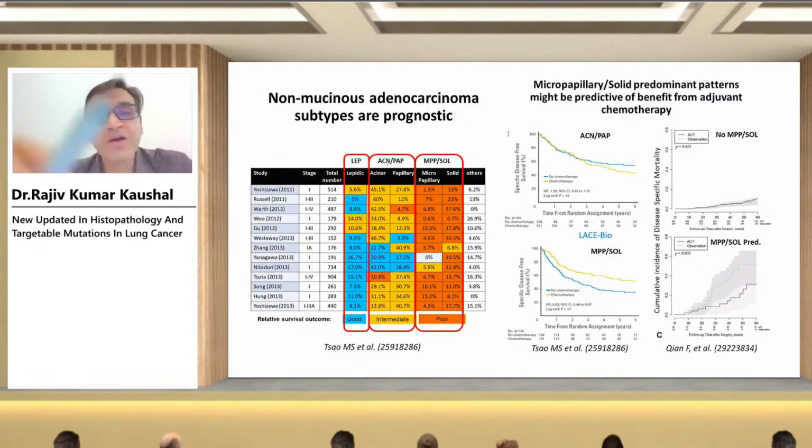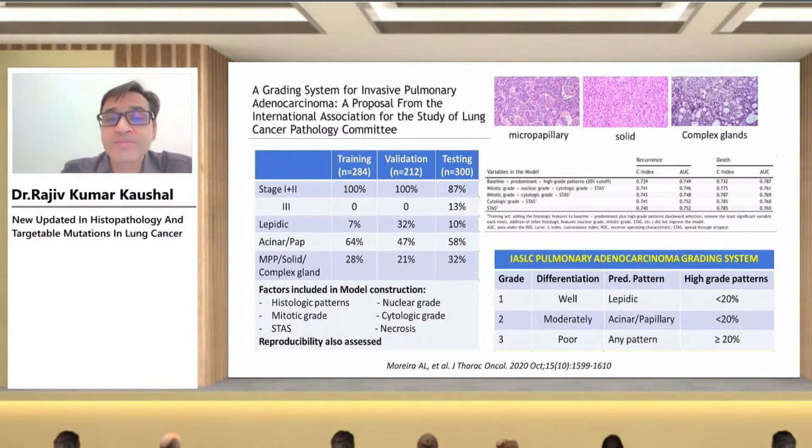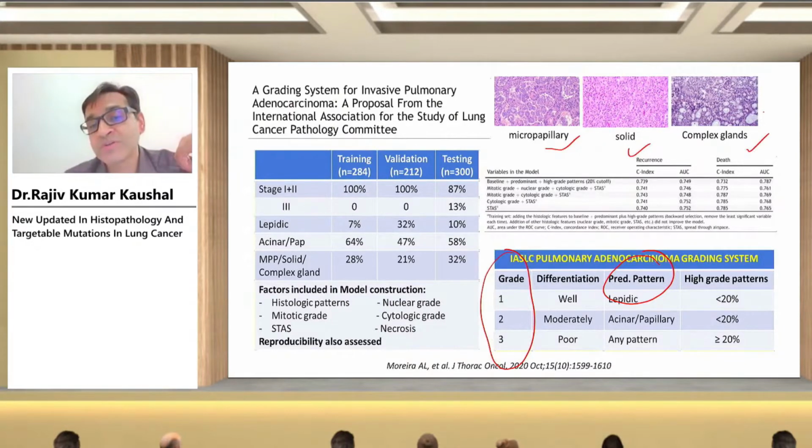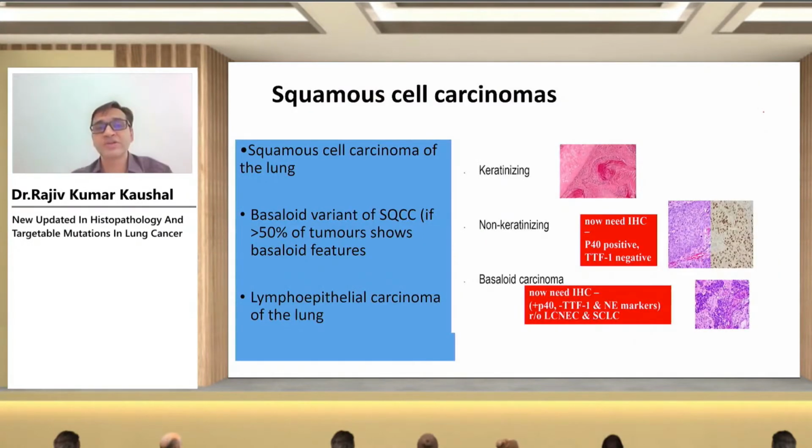And now the new WHO classification also supports that the grading of the tumor should be based on the predominant pattern along with the degree of differentiation, and a three-tier grading system for adenocarcinoma is proposed, in which if it is lepidic, it will be a grade 1 tumor, but if it is a poor growth pattern, that means micropapillary, solid or complex glandular pattern, these are called adverse, poor, high-grade patterns. So those are going to behave in a more aggressive fashion.